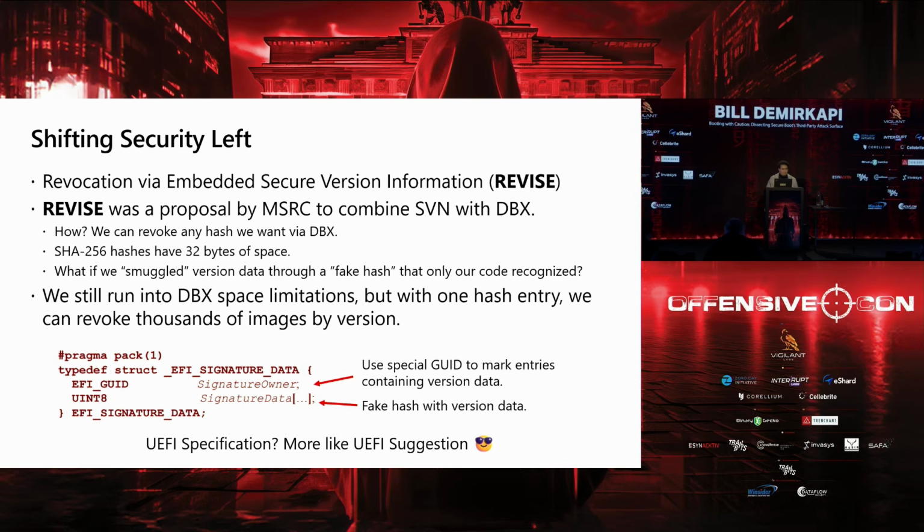but this time, use it to store version information. So in our case, we're using a special GUID in the signature owner member to specify which entries contain version data. And then our signature data contains an opaque structure. It has information about what version we're trying to revoke.